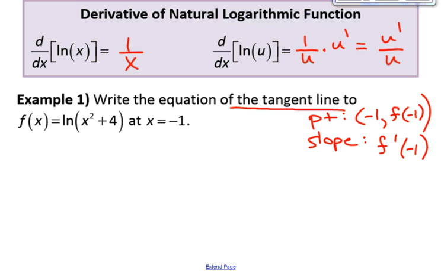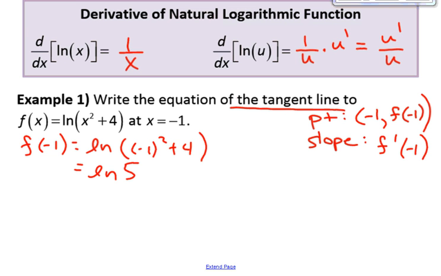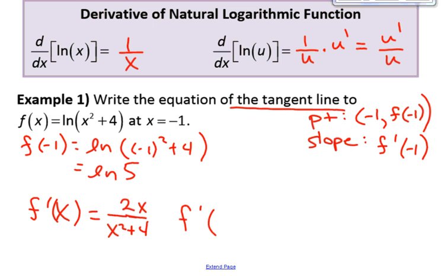All right, so let's go ahead and calculate just f of -1. So that's natural log of (-1) squared plus 4, or the natural log of 5. All right, and so then we also need to find f prime. So f prime of x is going to be 1 over x squared plus 4 times the derivative of x squared plus 4, which is 2x, which I'm just going to put in our numerator. Okay, and then if we want to evaluate that at our point -1, that would be -2 over 5, I believe, yes.